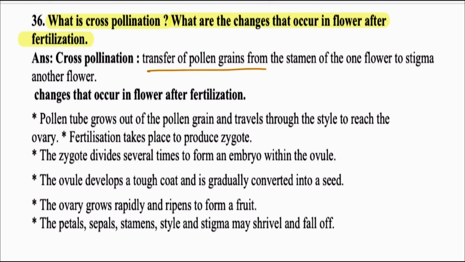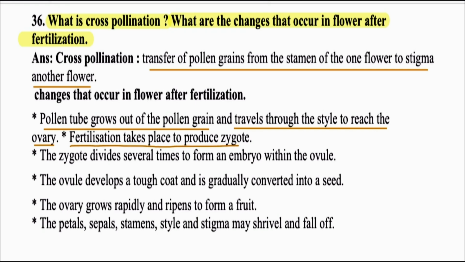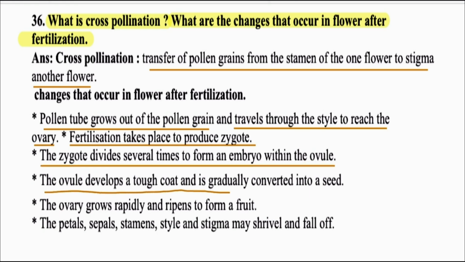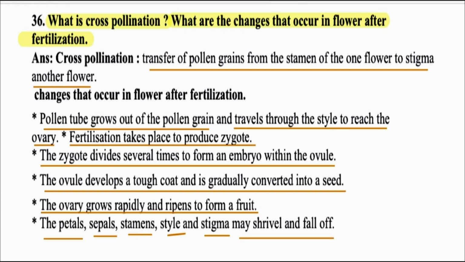Transfer of pollen grains from stamen of one flower to the stigma of another flower is known as cross-pollination. And the changes are: pollen tube grows out of the pollen grain and travels through the style to reach the ovary. Fertilization takes place to produce zygote. The zygote divides several times to form an embryo within the ovule. The ovule develops a tough coat and is gradually converted into a seed. The ovary grows rapidly and ripens to form a fruit. The petals, sepals, stamens, style and stigma may shrivel and fall off.